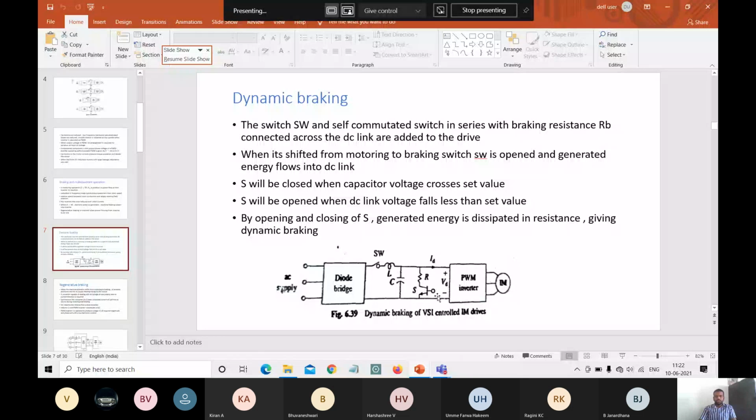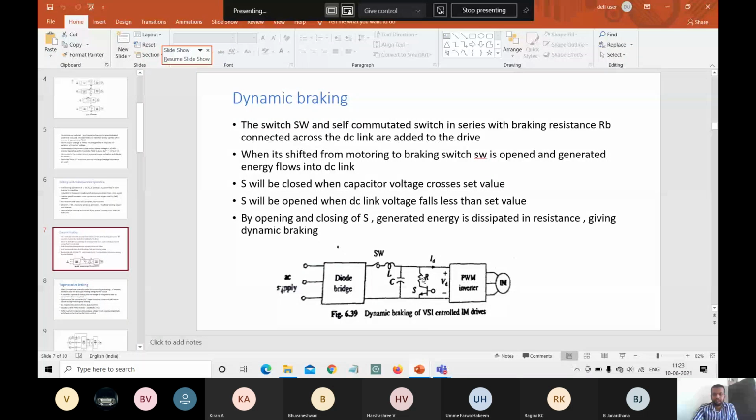These two are connected in series: the switch SW and our self-commutated switch, which is nothing but a transistor, S. With them is the braking resistance, RB. So this R is called RB, the braking resistor. These are all connected in the DC link.